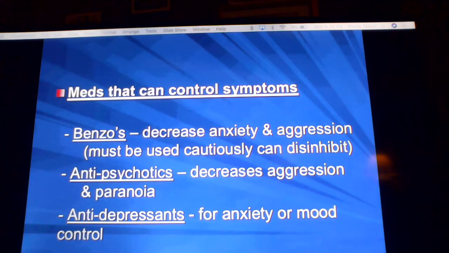So meds that can control the symptoms. Again, benzodiazepines can be used here very cautiously because they can disinhibit, but it's worth a try. They decrease anxiety. They can decrease aggression. We can use antipsychotics. Risperdal is a big one with the elderly. They can decrease aggression also and some paranoia. We can use antidepressants to increase their mood. It's not really going to help so much with the dementia itself, but it can increase their mood and decrease their anxiety. And the drug of choice here would probably be Zoloft or Lexapro. Prozac is a little too powerful here.